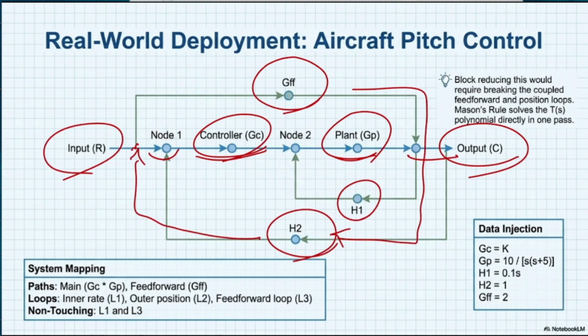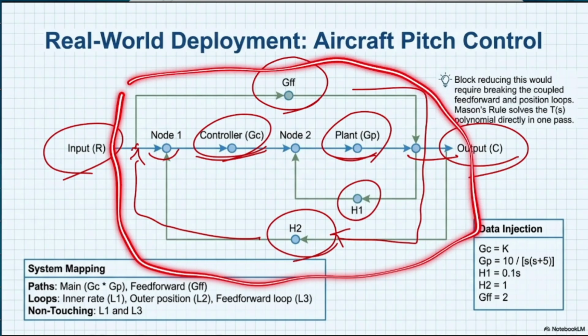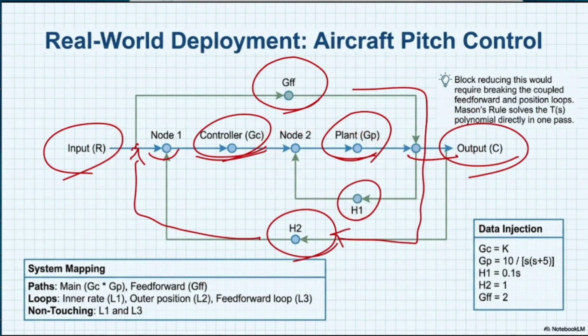And at this point, I actually have the non-touching loops. Why? Because in this case, I have this one, which is one loop, and I have this one, which is another loop. Maybe some of you would ask, what's going on over here? Because the way I see it, these two, the big one and the small one, have the same node over here, but they do not. Because as you can see, the output is over here while this node is here.